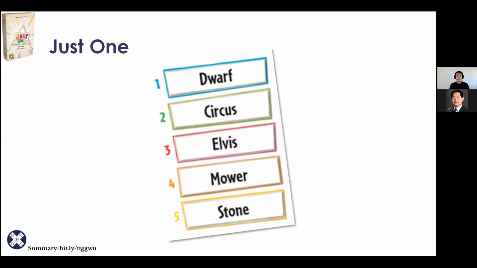So let's go back to our card here. So this is the card I'm holding up. I cannot see it. All my teammates can see it right now. So I'm going to select number 5, so stone.